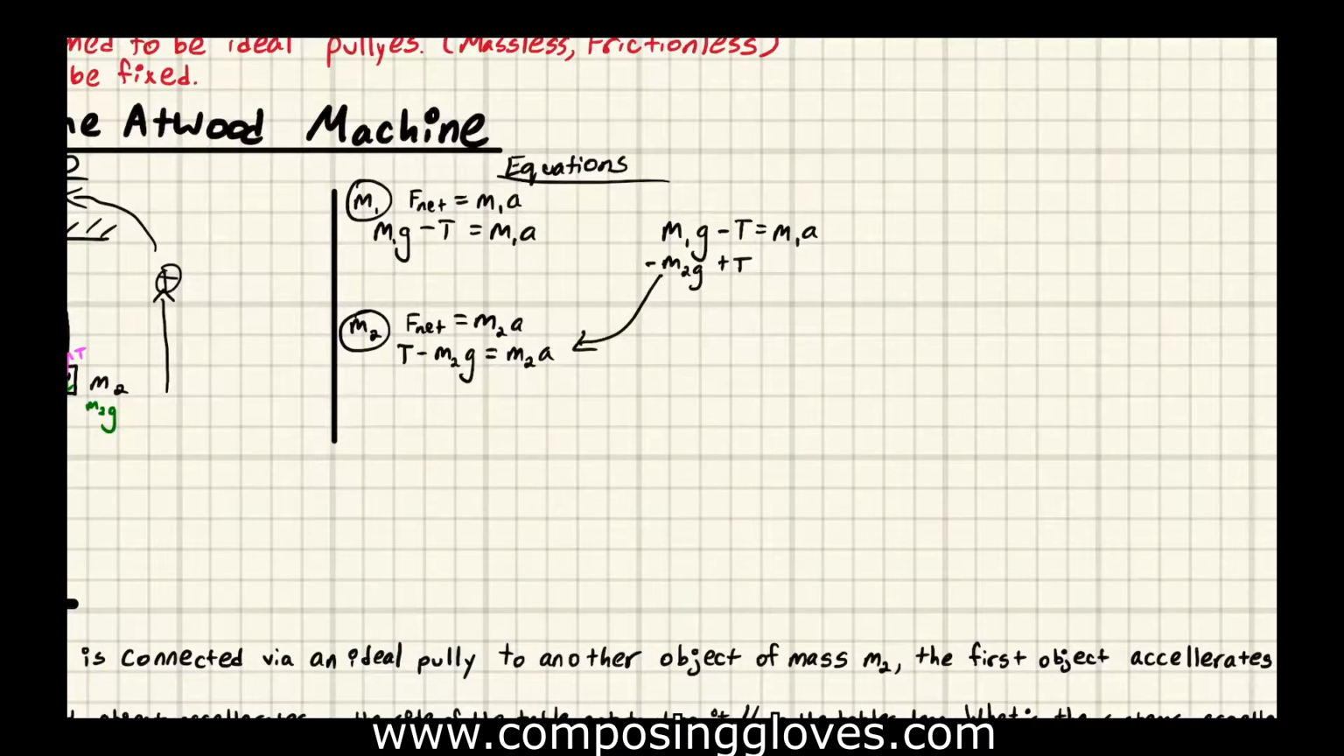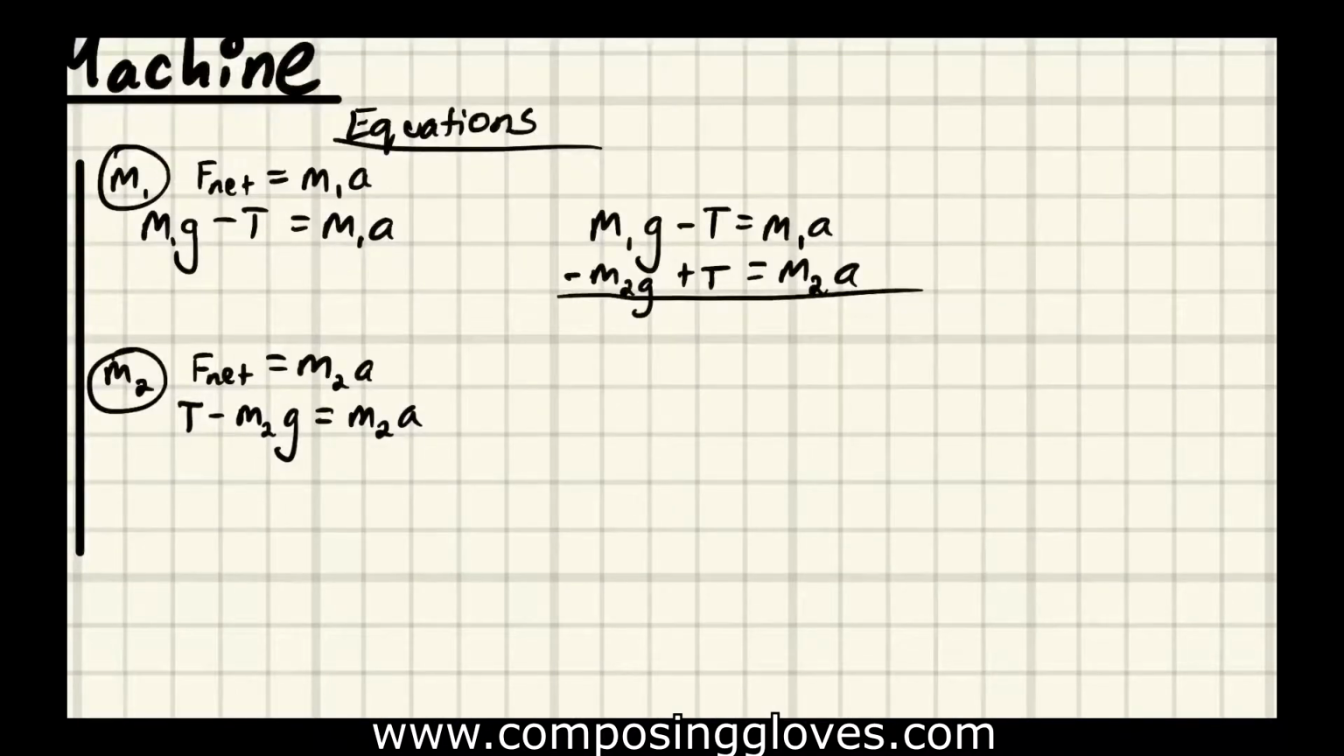I'm assuming your algebra is okay. And that's equal to m2a. Now, when we add these together, we're going to get m1 minus m2. I'm factoring the g out right here. So these both have g, so I'm just going to factor that out. And that's equal to a, factoring the a out, same way I factored the g out. And it's going to be m1 plus m2, because this is the addition method.